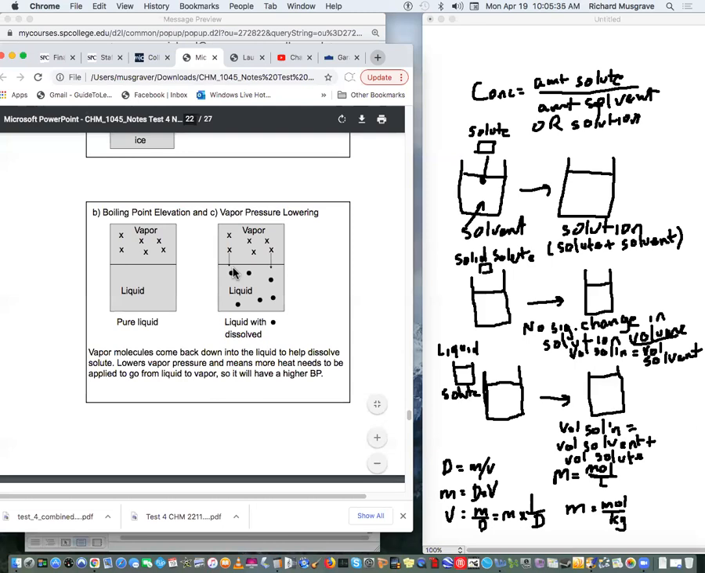Does anybody have any questions about boiling point elevation or vapor pressure lowering?